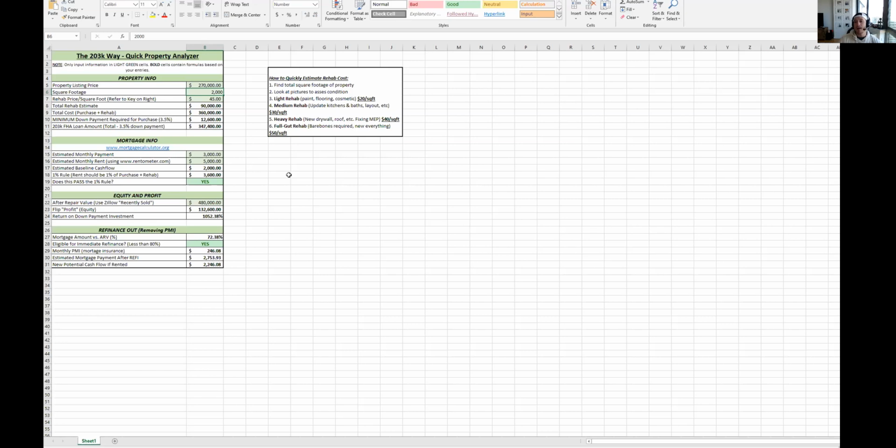But if you're in a less populated area, whatever the case, you might be a little on the lower side on some of these numbers. So I hope that helps, guys. So what that's going to do now is it's going to give you a total rehab estimate.